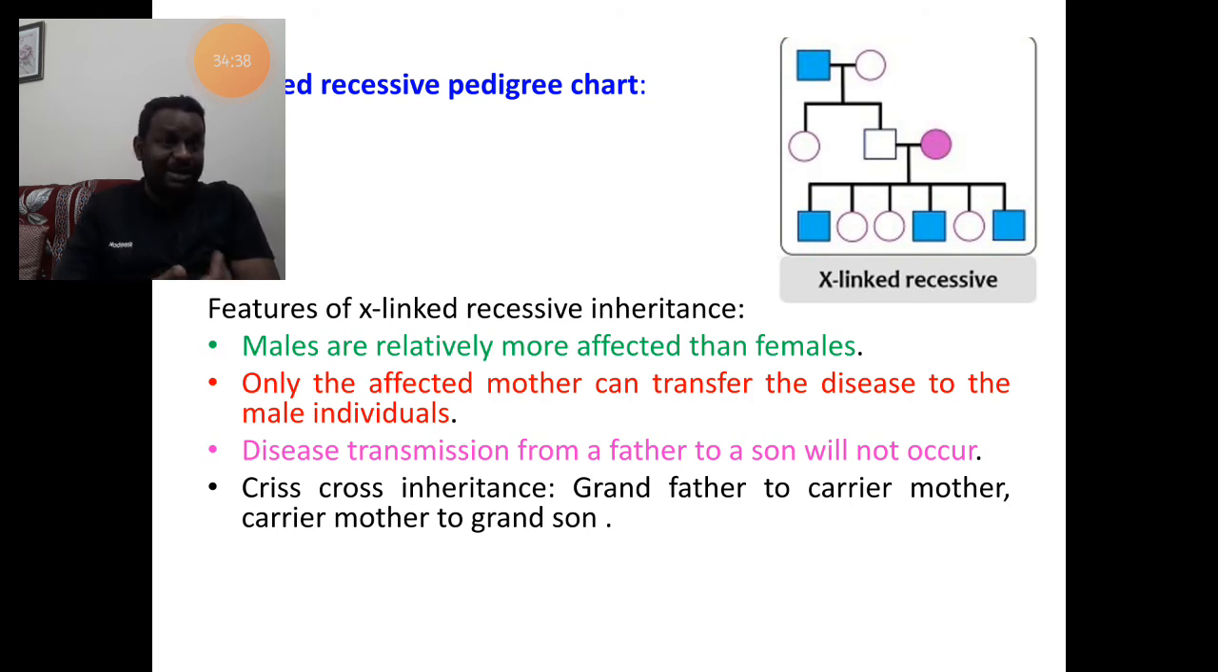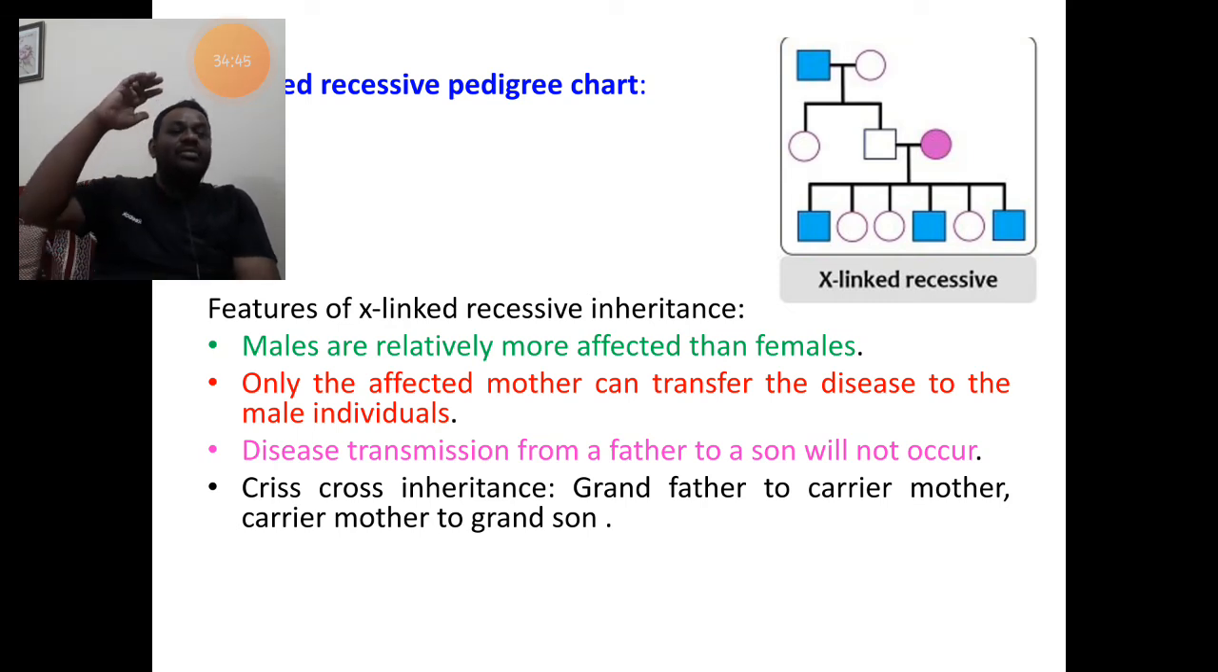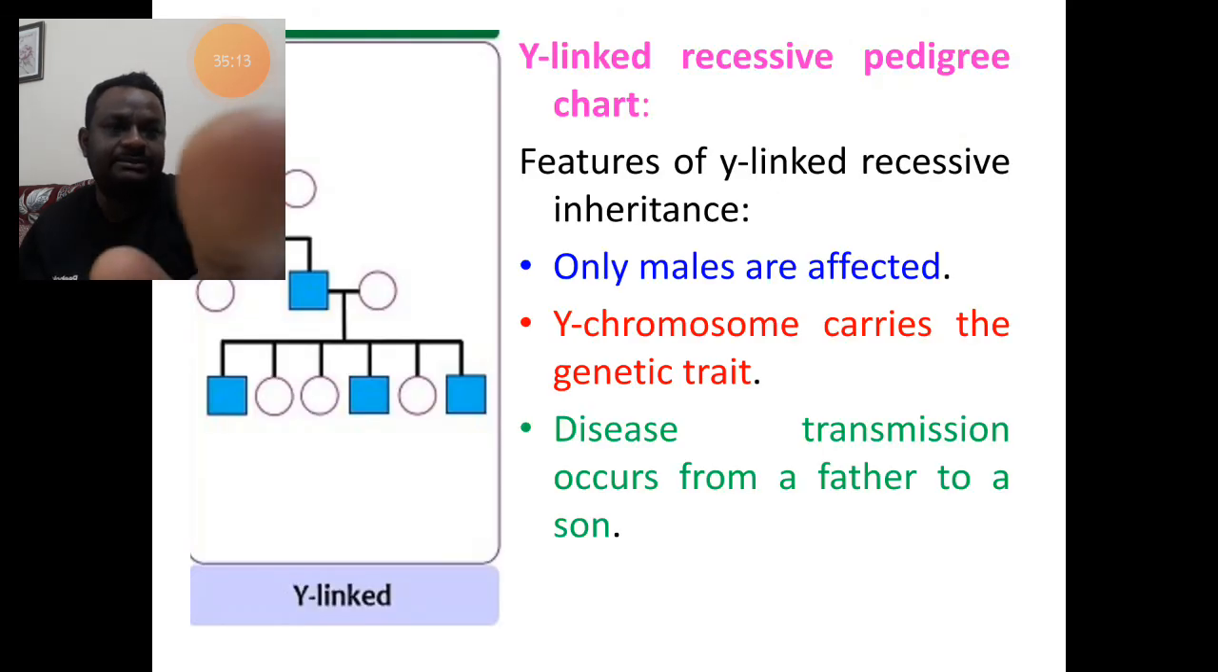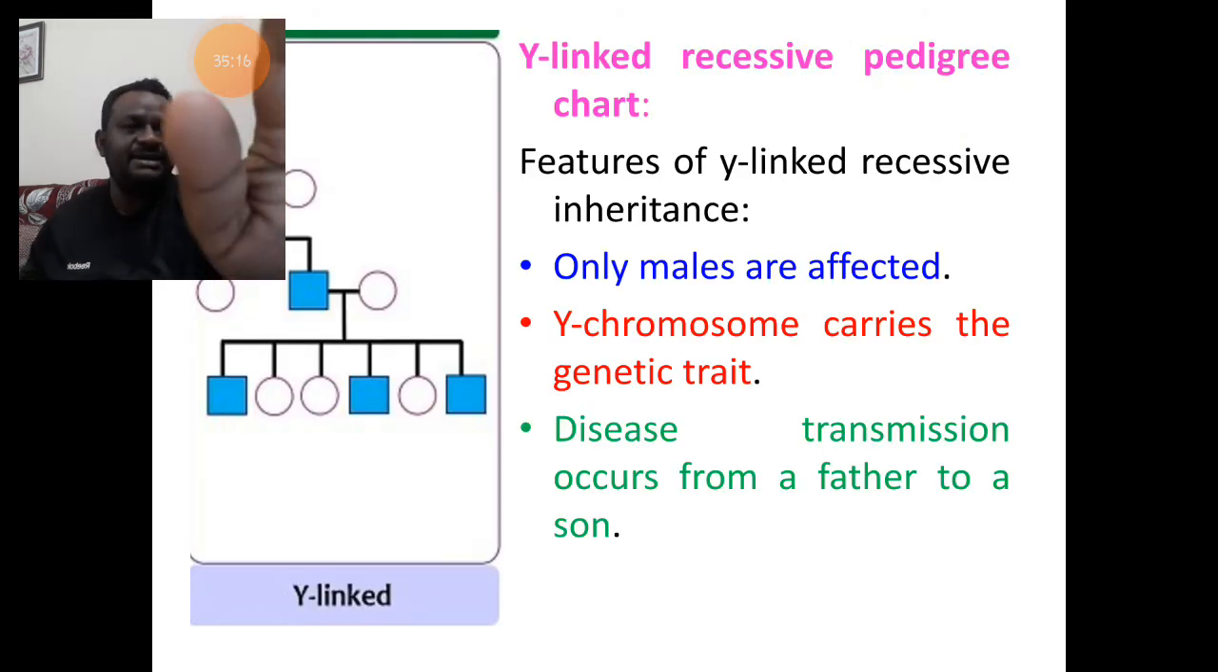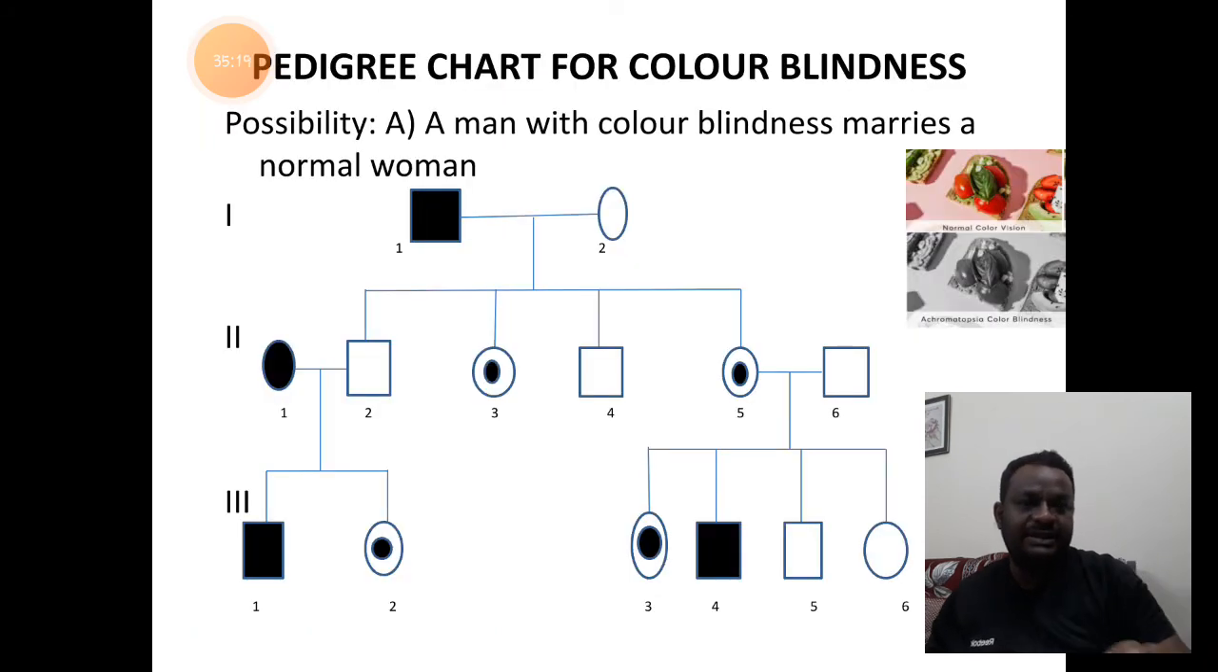Who is said to be a carrier female here. The disease transmission is from grandfather to the grandson, not from father to son. So what do you call this pattern of inheritance? Criss-cross inheritance, where the grandfather will carry the genes of affected to his daughter called carrier mother. From this carrier mother, the genes will be passed on to the grandson. So we call the condition crisscross inheritance. In Y-linked inheritance, all males are affected predominantly.